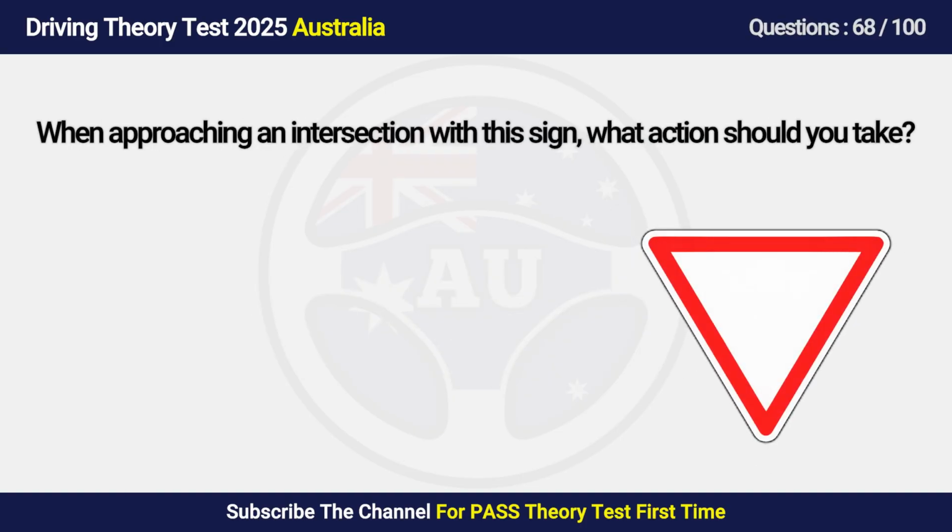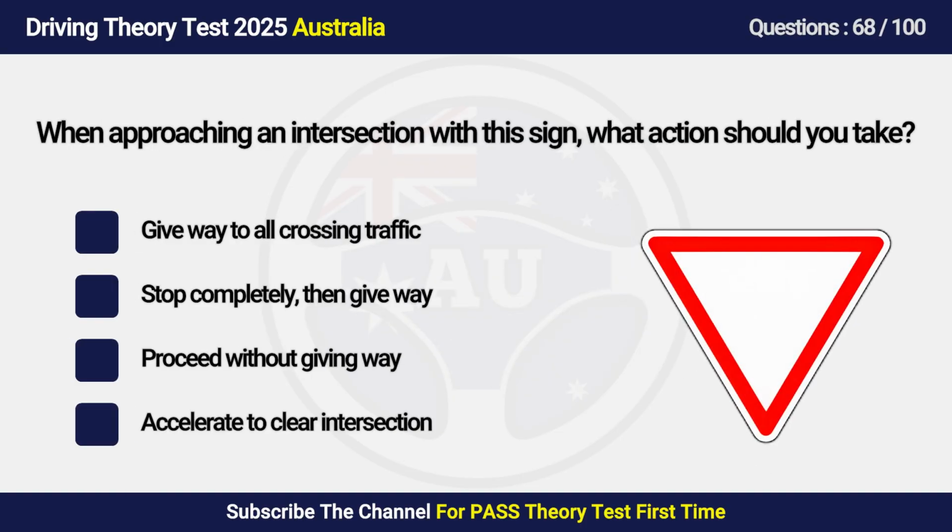Question 68. When approaching an intersection with this sign, what action should you take? A, give way to all crossing traffic. B, stop completely then give way. C, proceed without giving way. D, accelerate to clear the intersection.